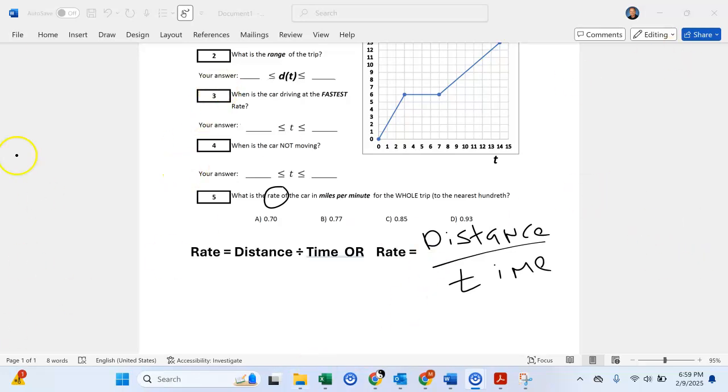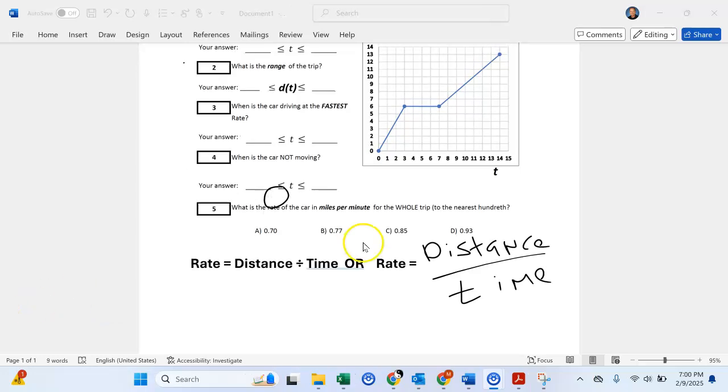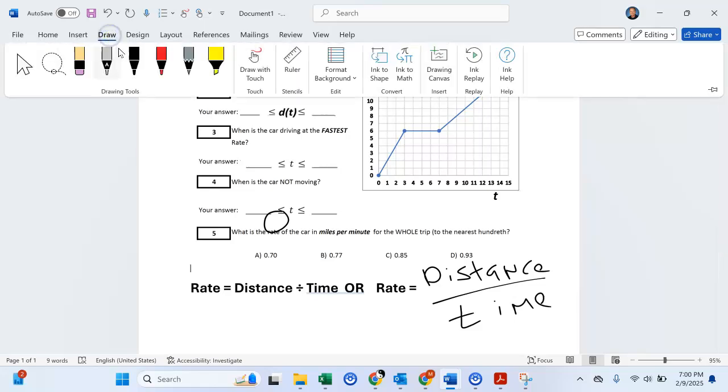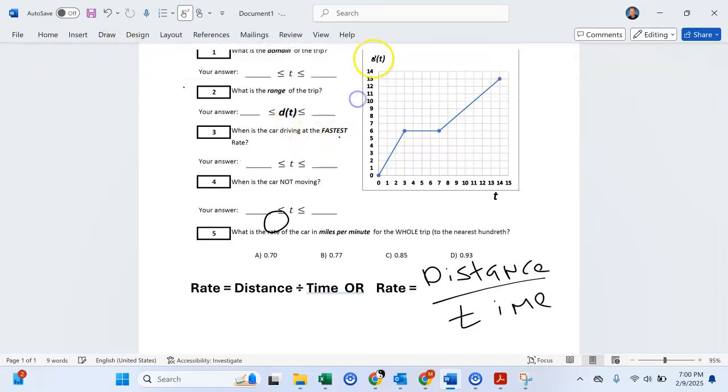What I've done is I've put the formulas in here. So hold on, let me do this real quick. Okay, so I put the formula here. Rate is equal to distance divided by time, written like that, division. Okay. So what is the distance? Remember, the distance is up here. The distance is measured up here.